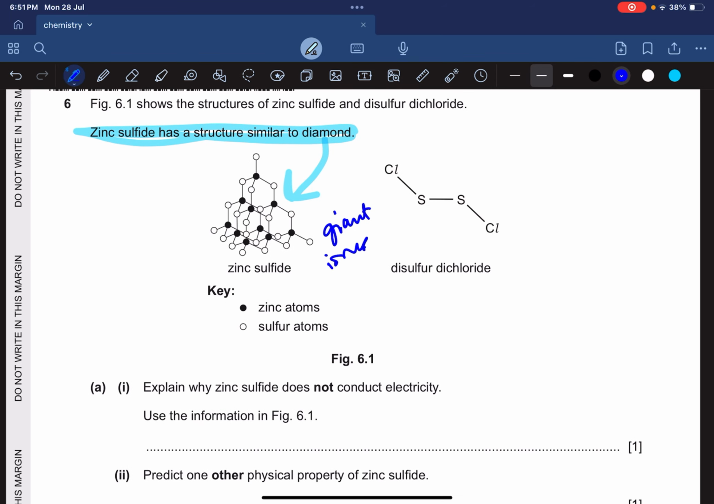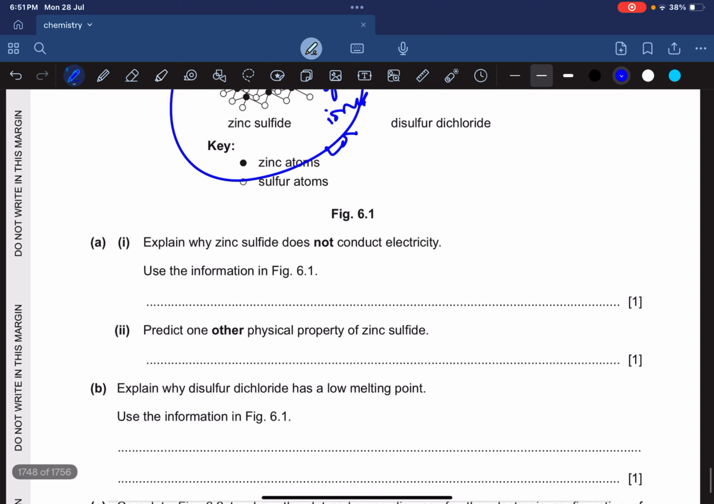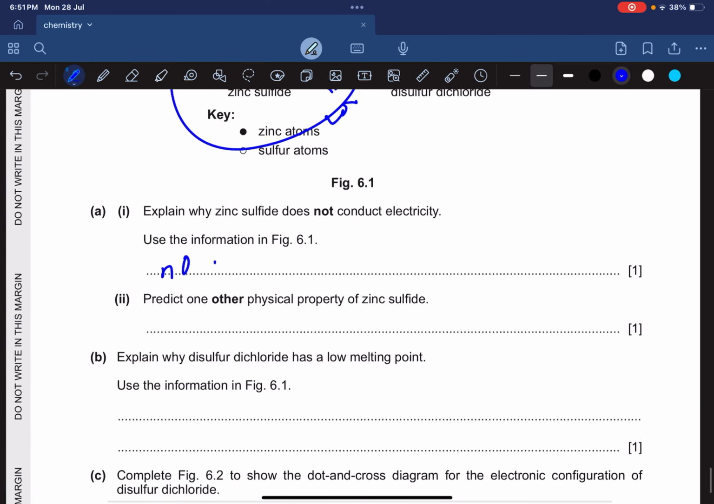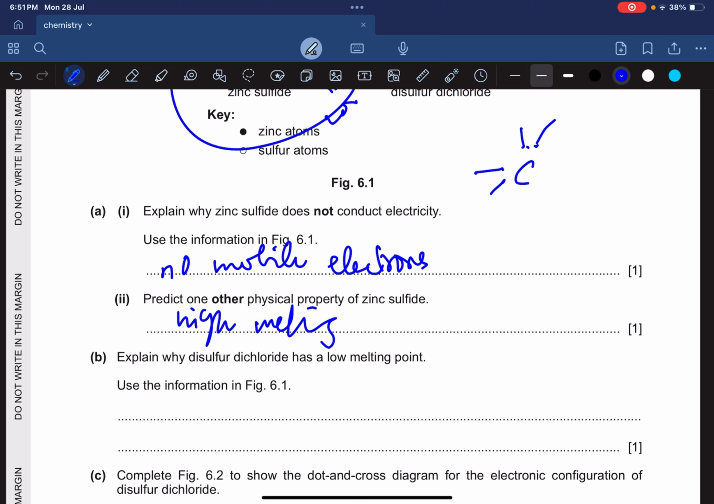Explain why zinc sulfide does not conduct electricity. Just think about diamond: diamond does not have any mobile electrons. All 4 electrons are used to form bonds, because carbon has a valency of 4 and all these 4 are forming bonds. That's why. Predict one physical property of zinc sulfide, the same as diamond: high melting point.